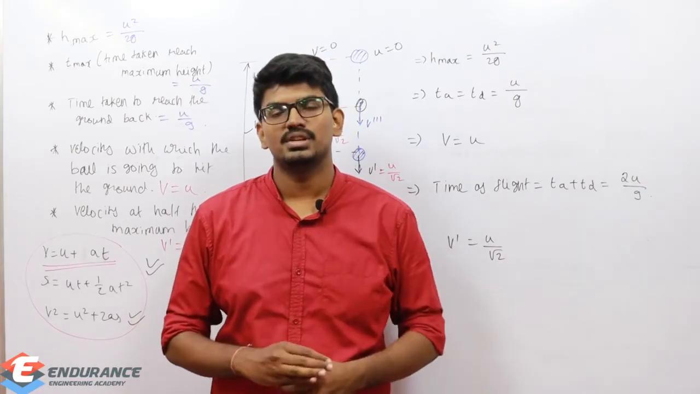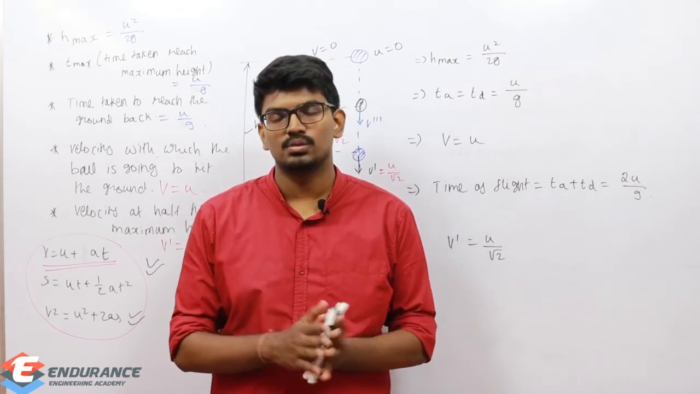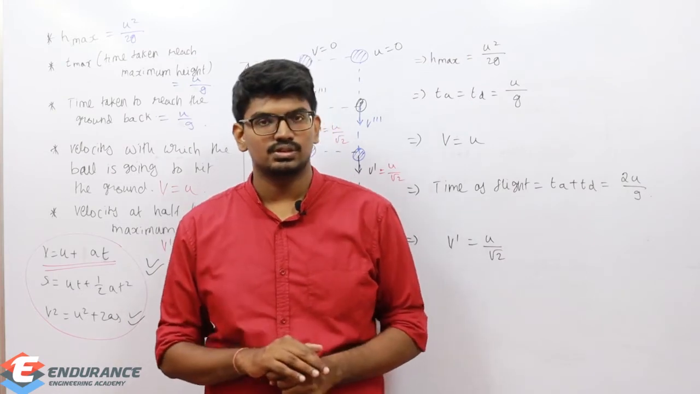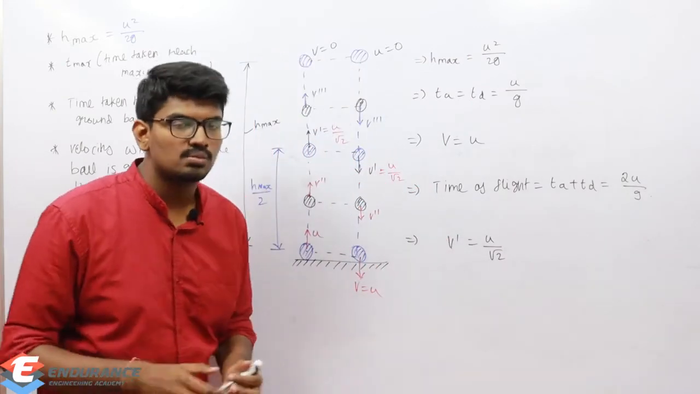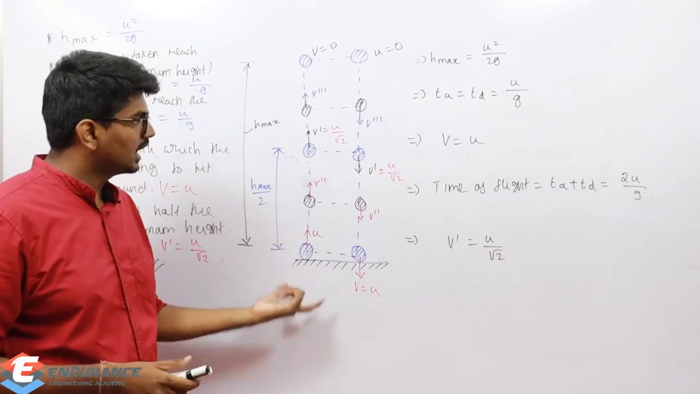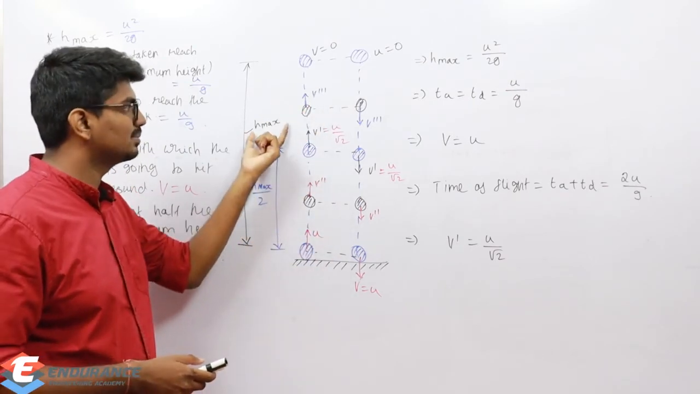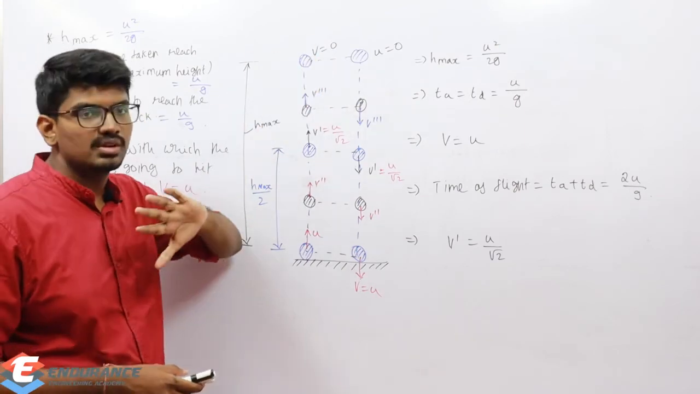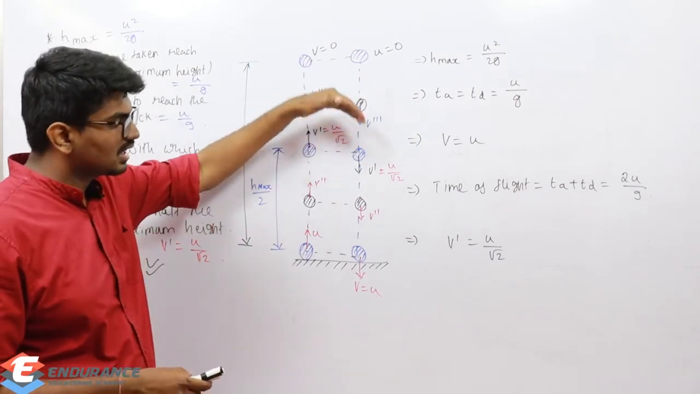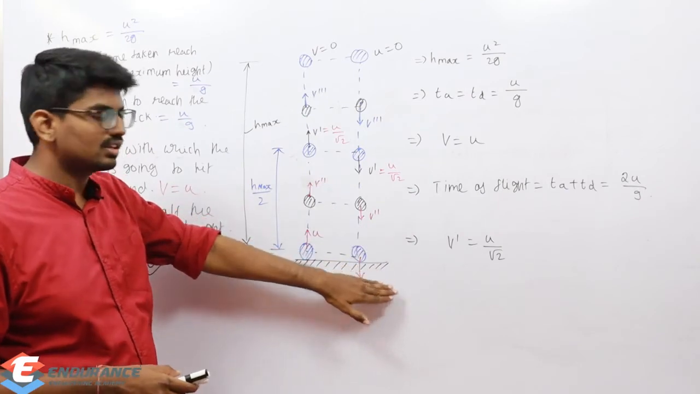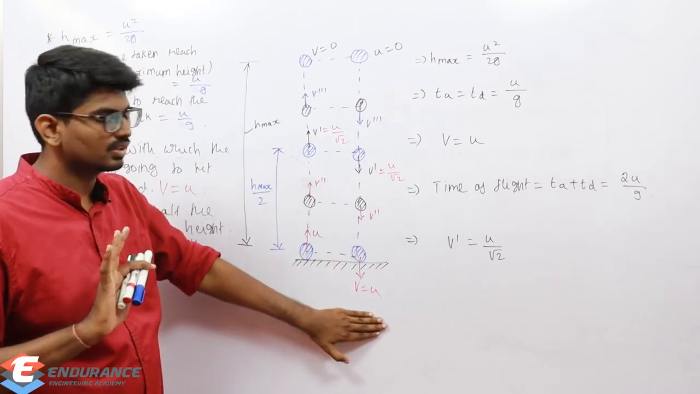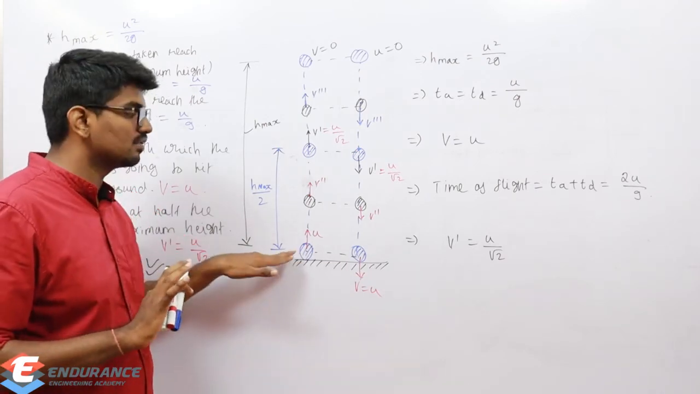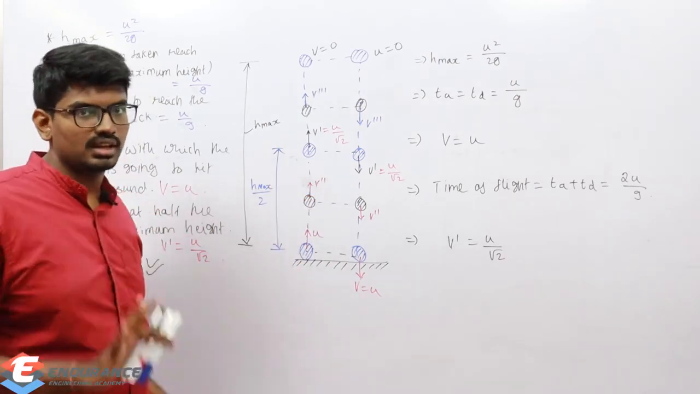Now finally, let me give you the conclusion of this particular concept, which is very important for projectile motion also. When I'm throwing a ball upward, it will move up and reach some maximum distance. Once it reaches the maximum distance, velocity will become 0. Again, it will start coming back and hit the ground with some velocity U. And that velocity with which it is hitting the ground will be the same as the velocity with which I threw it up. Conclusion.